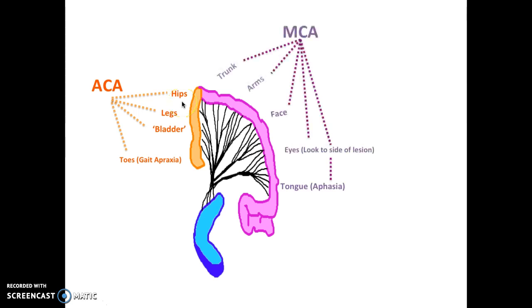Now, if we look at the MCA, we're moving up the body, right? So these are the patients, again, contralateral involvement of the trunk, the arms, perhaps the face. They get this thing called conjugate gaze. So basically the eye looks to the side of the lesion, and they get aphasia. So I put tongue here to remember that.